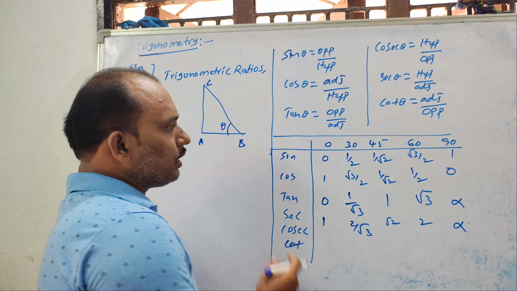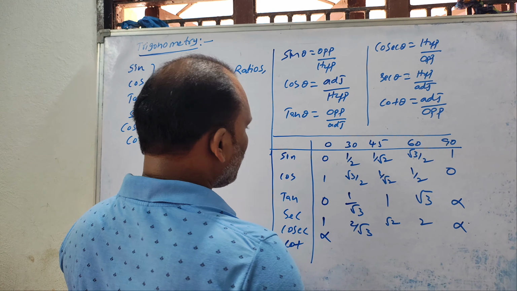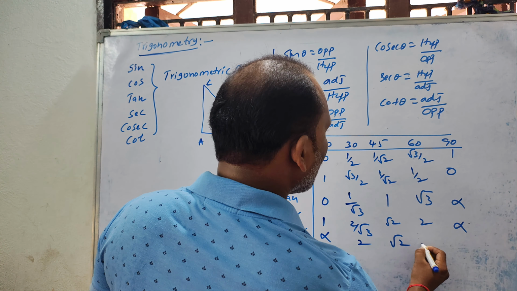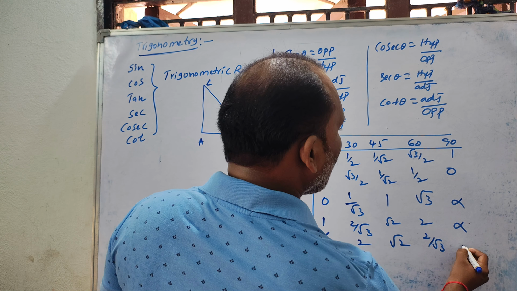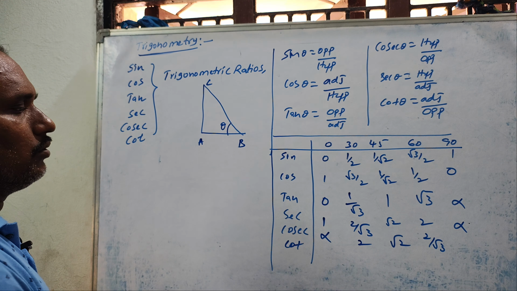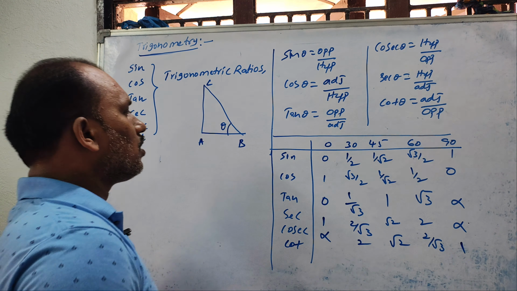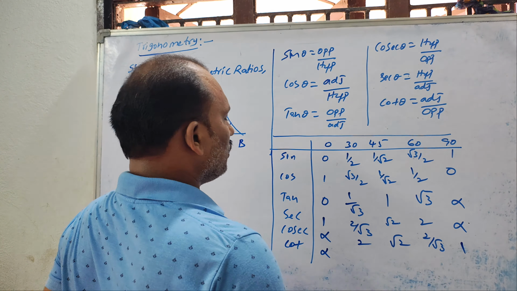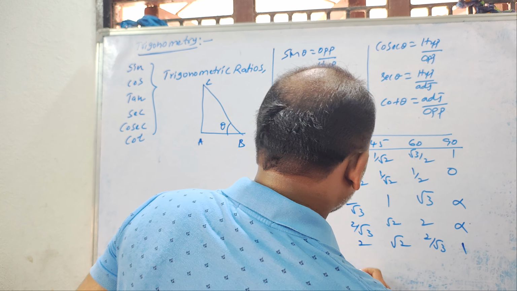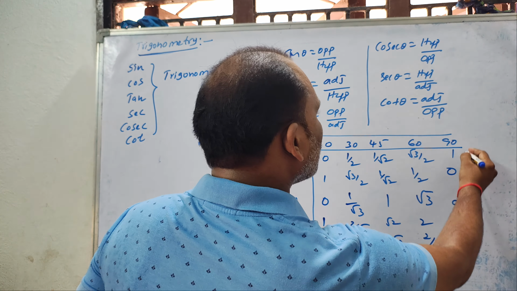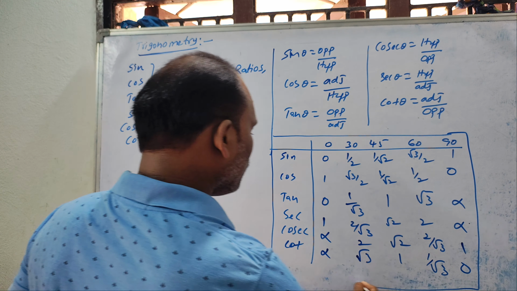Next, cosecant. Cosecant means 1 by sin: 1 by 0 is infinity, then 2, root 2, 2 by root 3, and 1 by 1 is 1 only. Next one, cot. Cot means cos by sin: 1 by 0 is infinity, root 3, 1, 1 by root 3, 0. So this table also everybody must learn.